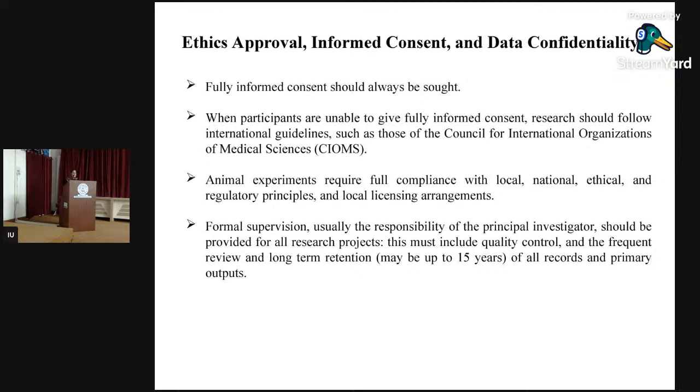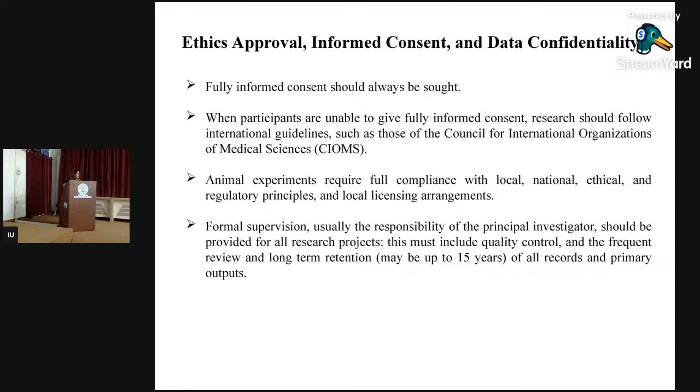Animal experiments require full compliance with local, national, ethical, and regulatory principles and local licensing arrangements. So, the bottom line is that when you design your study problem or research problem, you should be well aware of what guidelines you have to follow. Each one of you may have to follow different guidelines, isn't it? Or are you going to follow the same set of guidelines? Yes, scope guidelines, all of you have to follow.